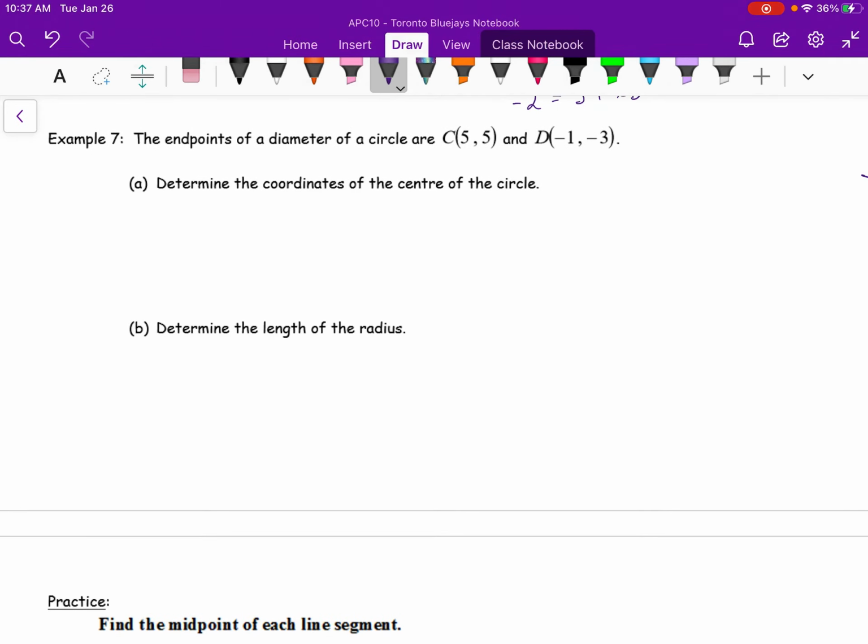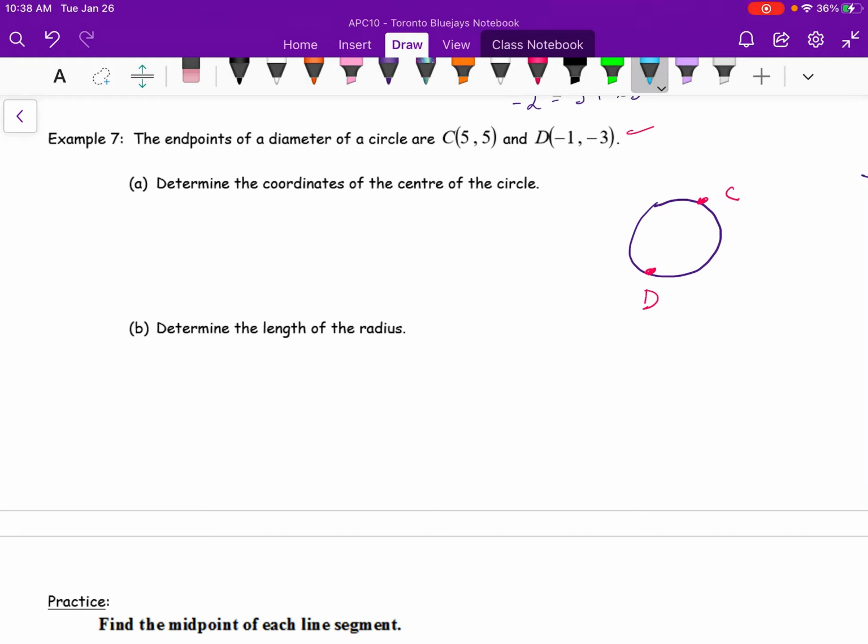Example number 7. The endpoints of a diameter of a circle. Here's a circle, I'm just going to draw it. The endpoints of a diameter are here and here. It doesn't matter where you draw the endpoints. If you want to put it on the Cartesian plane, you could. I'm just setting this up for myself. So here, I guess this would be C and this would be D.